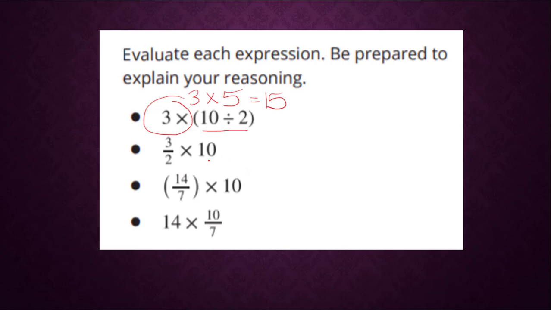All right, let's look at this one. 3/2 times 10. Okay, so we have a fraction times a whole. Remember, you do your whole times the numerator. That gives you 30. So 10 times the 3/2 gives you 30/2.